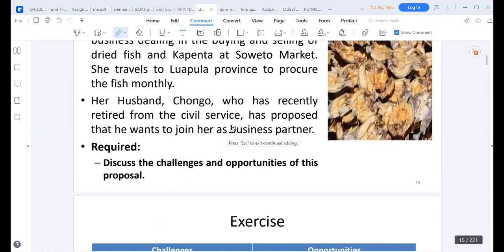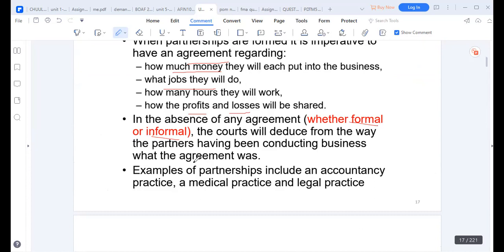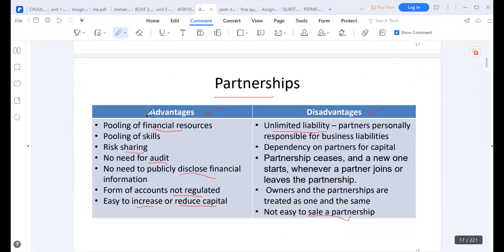So in a partnership, we talked about the advantages. It may form a partnership deed, which looks at how much money, what jobs they do, how many hours, and how to share the profits and losses. This may be formal or informal, meaning oral or written. Examples could be accountancy, law, and medical firms. The advantages, we said: they pool resources, they pool skills, they share the risks. There's no need for auditing, no need for publicly disclosing their information, the form of accounts is not regulated, and it is easy to increase or reduce capital.